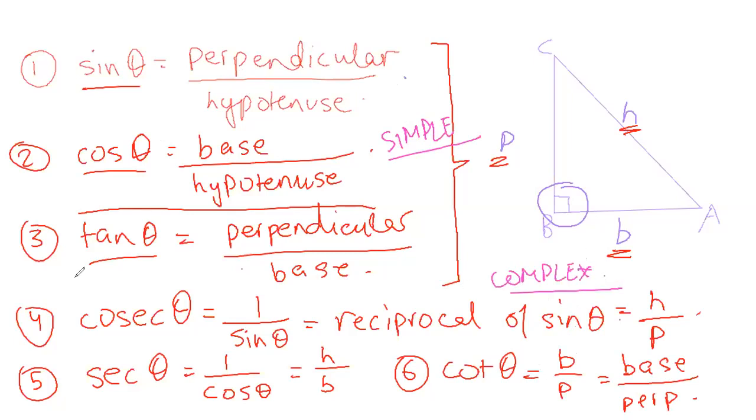I would advise you to learn all these 6 formulas, mainly the first 3, because if you have difficulty learning the fourth, fifth, and sixth formulas, don't worry. Reciprocal of sine theta is cosecant theta, reciprocal of cos theta is secant theta, and reciprocal of tan theta is cot theta. So you could substitute the values and gain the formulas. Okay, so let's move on to our first question.